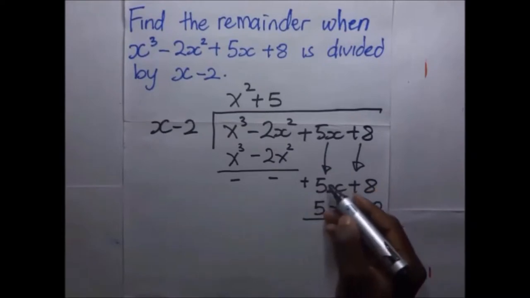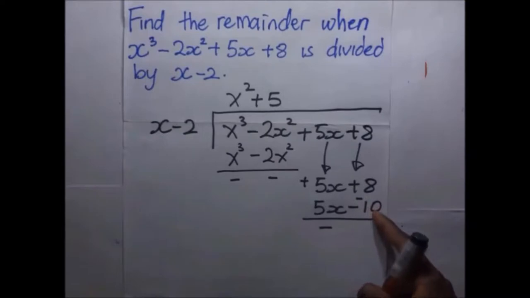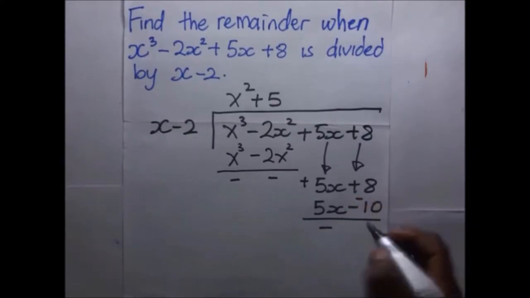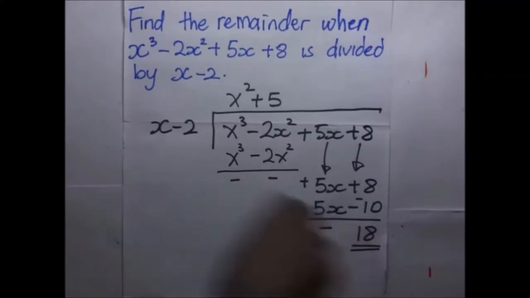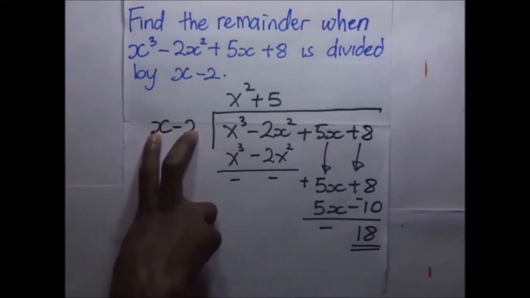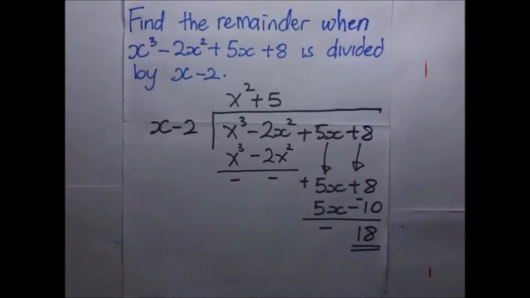We subtract these two. 5x minus 5x gives us nothing. 8 minus negative 10 gives us, this is going to become a positive, so it becomes 18. So it means that our remainder will be 18. Our divisor is x minus 2, and our quotient is x squared plus 5, and this is going to be our polynomial. So now, take note that the division will end when the remainder has a degree that is less than the divisor. That is when it will end.